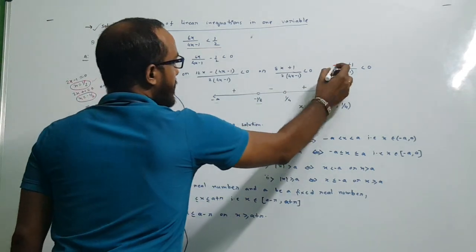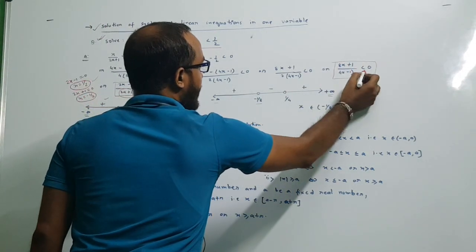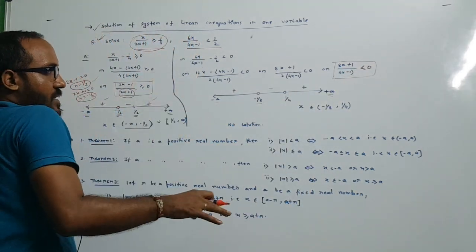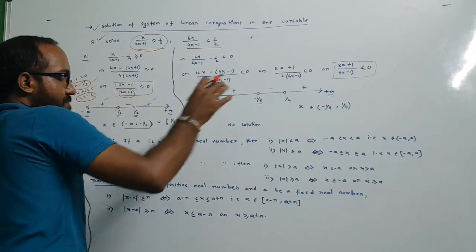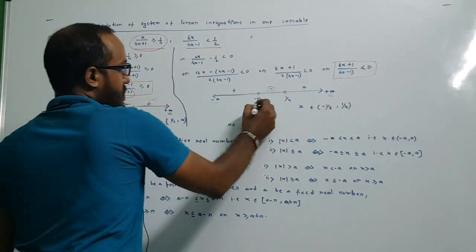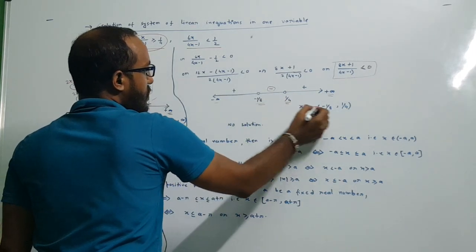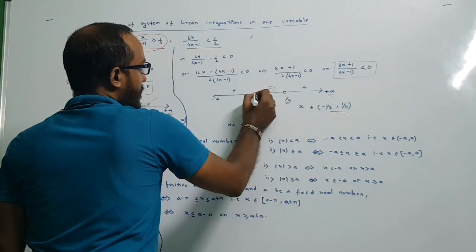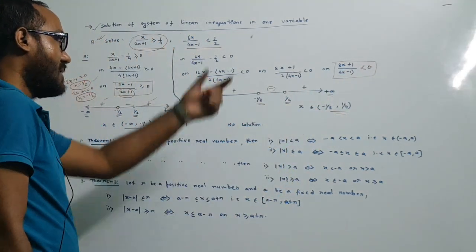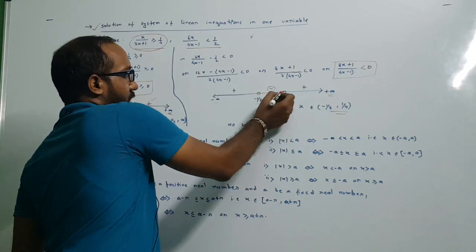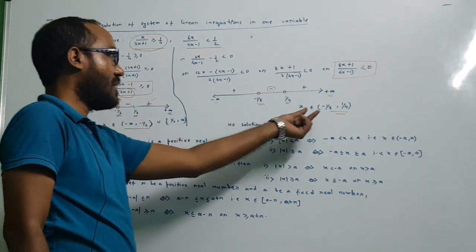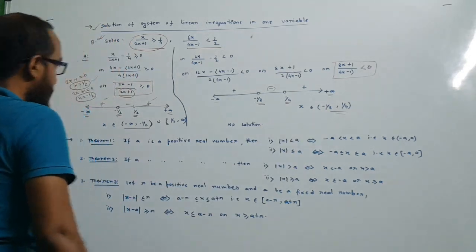But here, on the left-hand side, we have less than 0. Less than 0 means our left-hand side is negative, so our solution would be negative. That's why our solution is between minus 1 by 8 and 1 by 4, and it is also an open interval, because we have only a less than sign. If it had less than or equal to, we would have a closed sign, but here it is only less than, so we will have minus 1 by 8 to 1 by 4 as a solution.